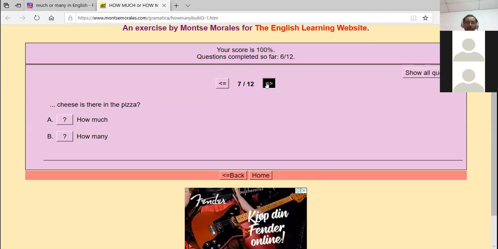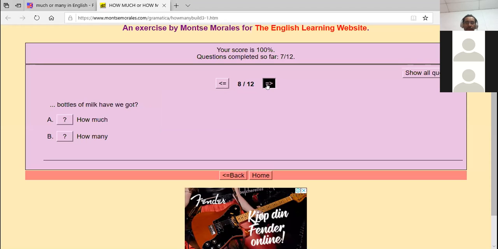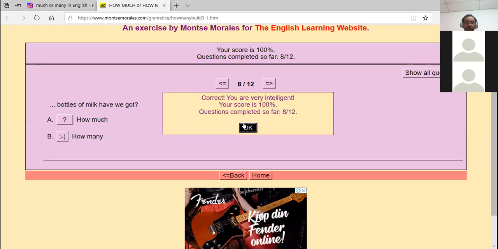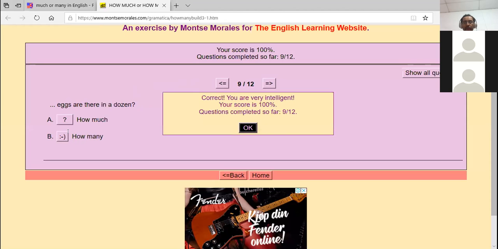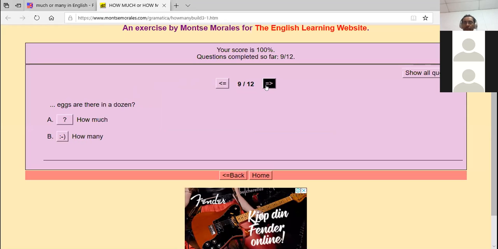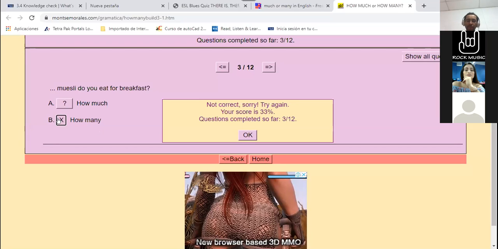How much cheese is there in a pizza? How many bottles? Bottles of milk. How many eggs? How much food? What is mostly? No, how much? What is mostly? Okay.